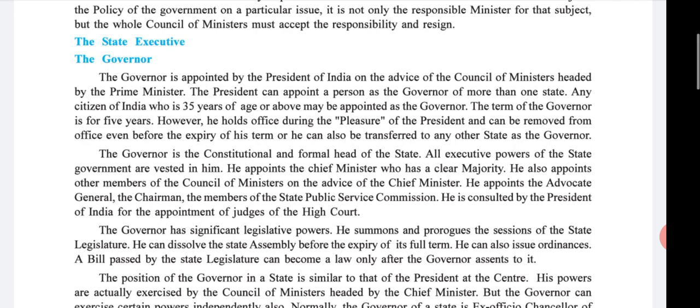However, he holds office during the pleasure of the president and can be removed from office even before the expiry of his term, or he can also be transferred to any other state as governor. Then the second para: the governor is the constitutional and formal head of the state.